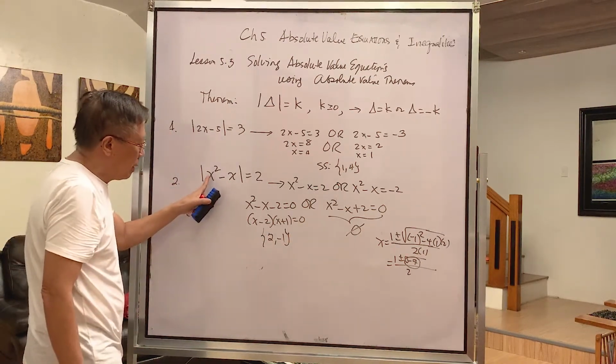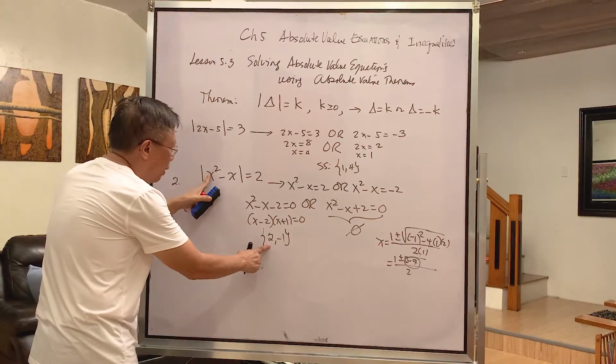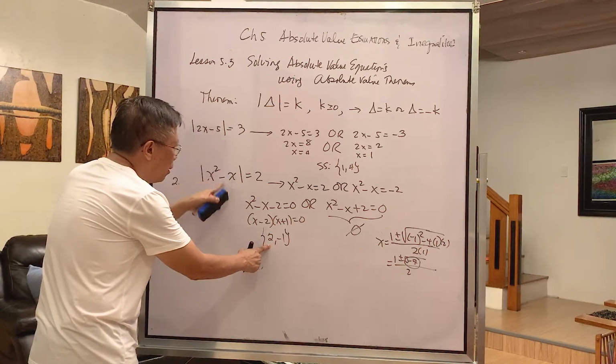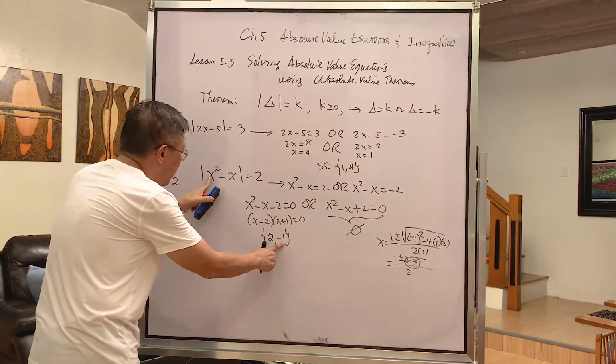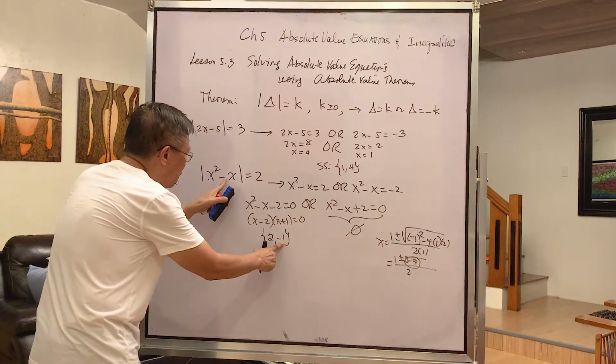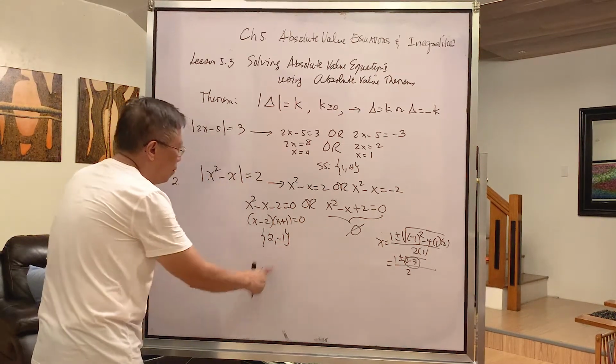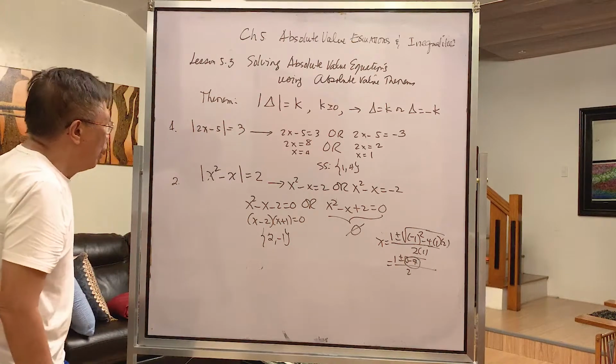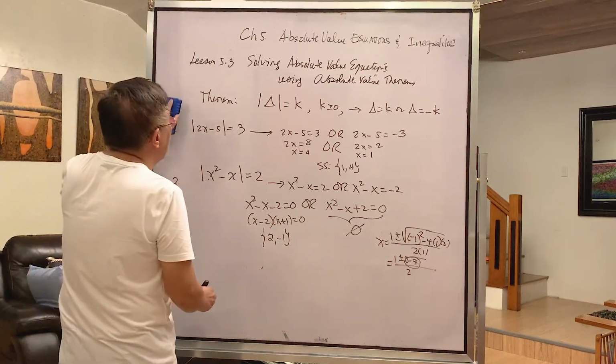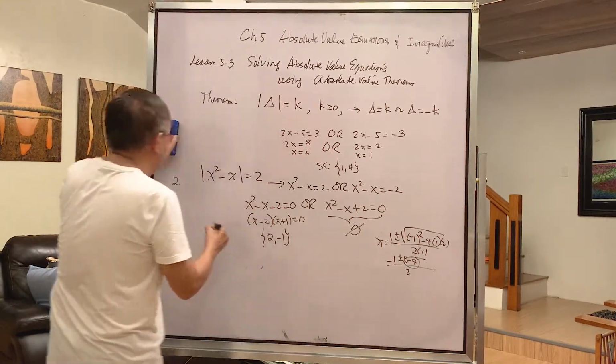You can check. When x is 2, this is 4, minus 2 is 2. The absolute value of 2 is 2. When x is negative 1, this is 1, and negative and negative is positive, so 1 plus 1 is 2. The absolute value is 2. Now, for example, let's have the last number here.